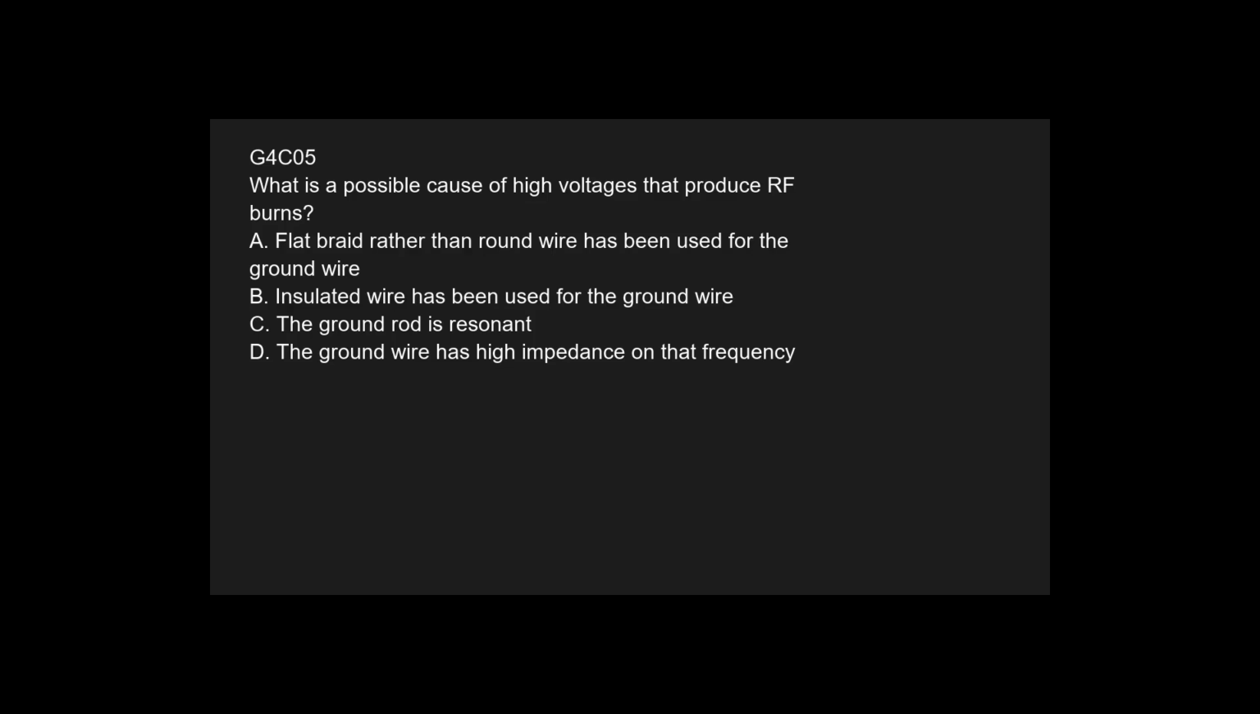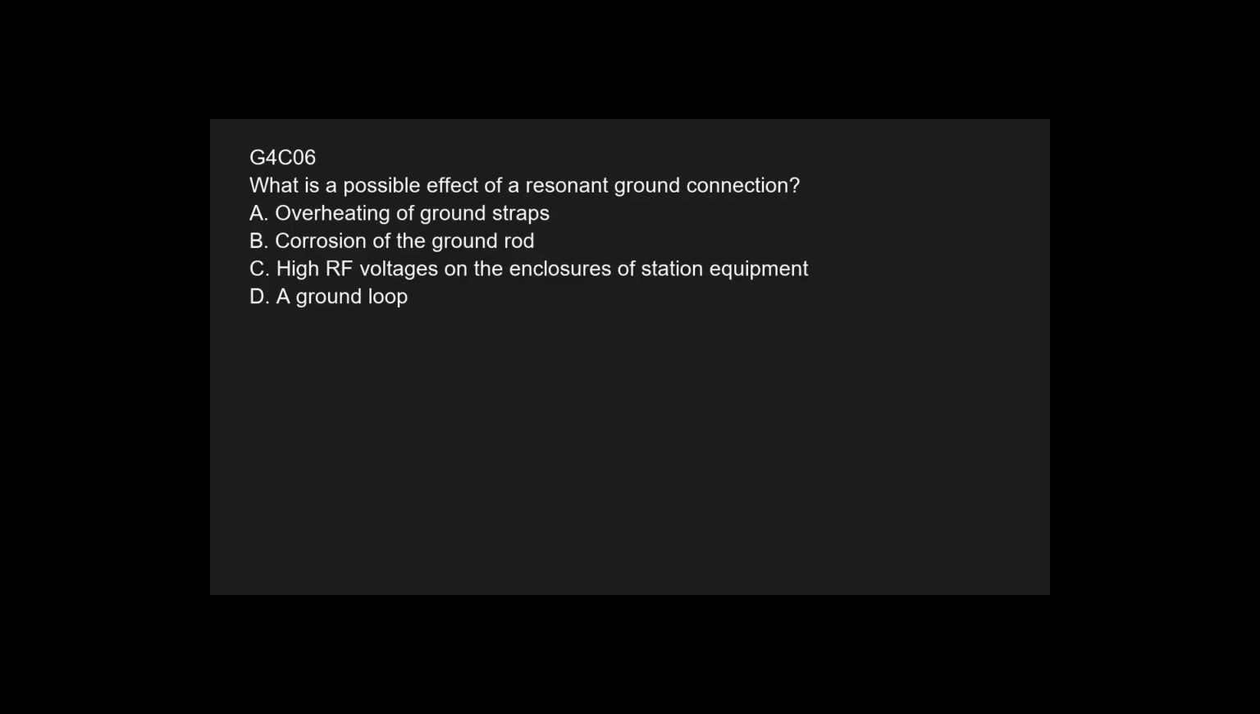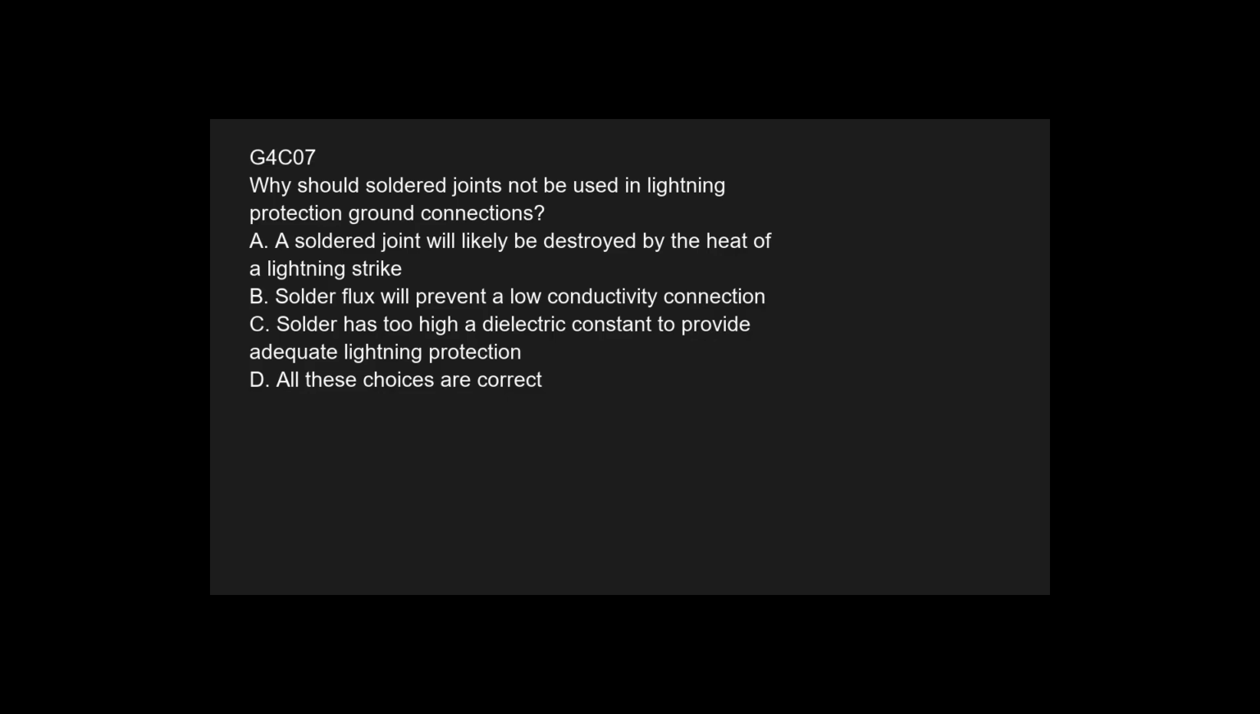Question: what is a possible cause of high voltages that produce RF burns? The correct answer is D. The ground wire has high impedance on that frequency. Question: what is a possible effect of a resonant ground connection? The correct answer is C. High RF voltages on the enclosures of station equipment. Question: why should soldered joints not be used in lightning protection ground connections?